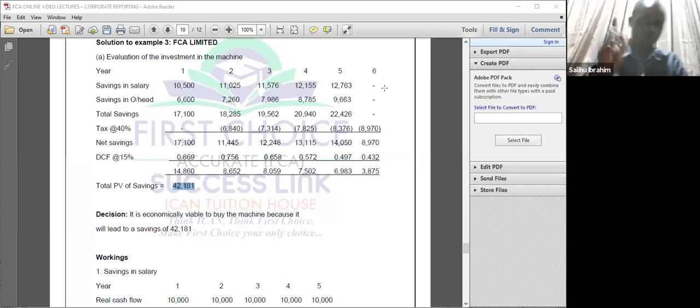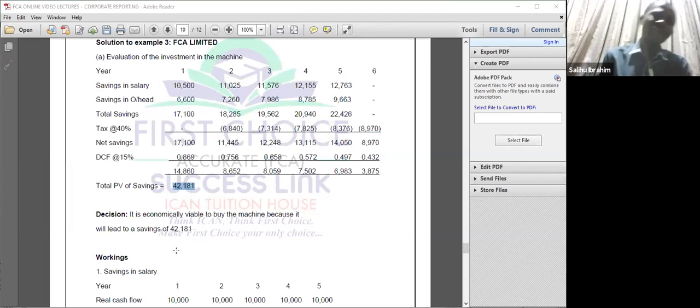Any cash flow that is stated in terms of year 0 and you have inflation rate, then you have to start growing it from year 1. Okay? You have to start growing it from year 1. That is the reason why we have to grow this from year 1. Okay?